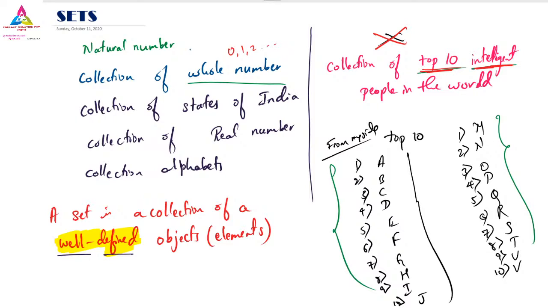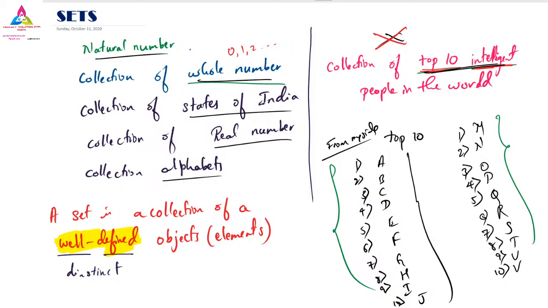Sometimes they will not say well defined, they will use the word distinct objects. This is also a word they use. What is well defined? Well defined is nothing but what is universal, what is truthful. For example, just now I told you the whole numbers, natural numbers, the collection of the states of India, real numbers, and alphabets. All these are well defined.